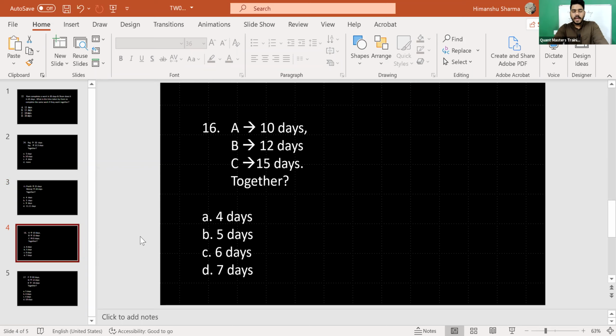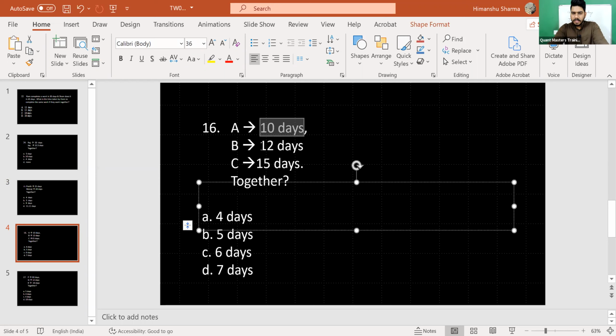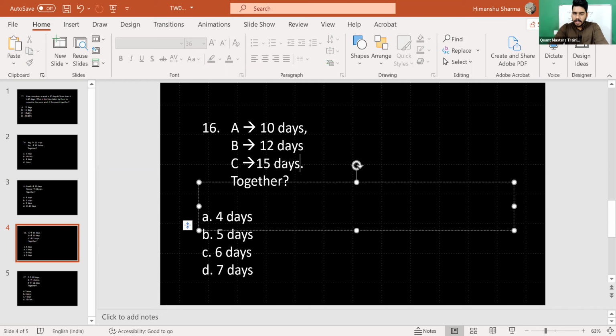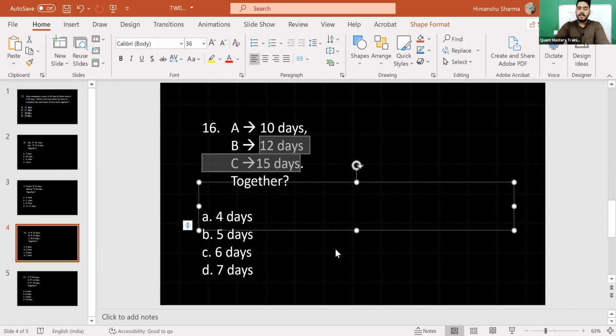Okay, sir, what if we have more than two numbers, sir? Then how do we do? Look at the sum. A is completing the work in 10 days. B is completing the work in 12 days. C is completing the work in 15 days. Now, whenever you have to find LCM of more than two numbers, focus on the largest two numbers, 12 and 15. People, 12 and 15, which is the largest number? 15. So keep multiplying 15 till 12 divides. I repeat, keep multiplying 15 till 12 divides.